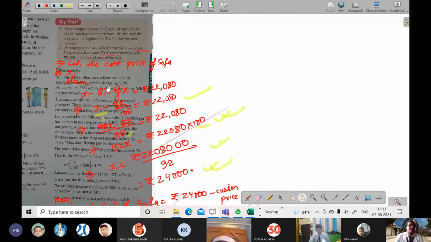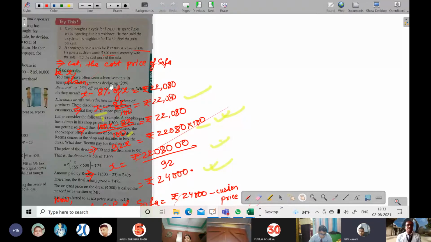Okay, Sumit bought a bicycle for rupees 2400. He has spent rupees 250 on transporting it to his residence. So what will happen here? Actual CP will become rupees 2400 plus 250, that is 2650. He sold the bicycle to Naikbar for rupees 3180. Find the gain percent.